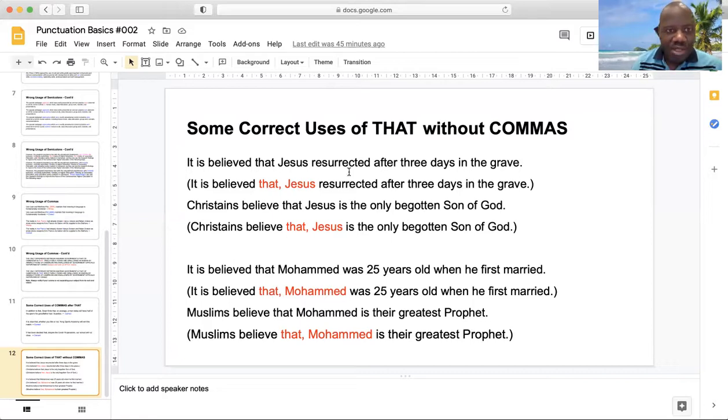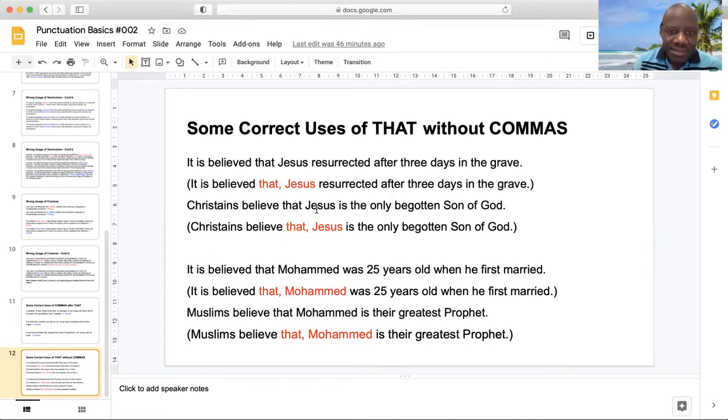So let's read the correct ones. First, it is believed that Jesus resurrected after 3 days in the grave. What is believed? It is believed that Jesus resurrected after 3 days in the grave. It is believed, the verb, that what? Then it continues. You don't break it. But once you say, it is believed that, comma, because people try to write the way they speak, it is believed that, comma, Jesus, then you have spoiled the sentence. You've separated the subject and verb from the complement.